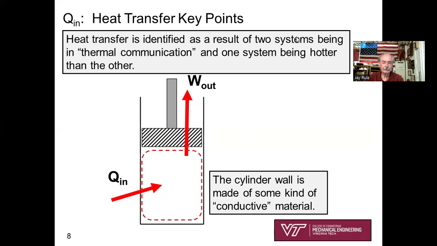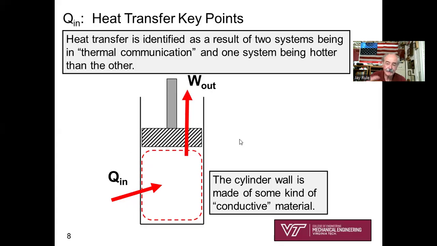Let's see what else I got. Oh yeah. Heat transfer is identified as a result of two systems being in thermal communication with each other, and what I previously said, one system being hotter than the other. So there are two requirements for heat transfer: one system is hotter than the other, and both of those systems are in thermal communication. So what does that mean in the real world? In our example, it means that the cylinder wall must be made of some type of conductive material.